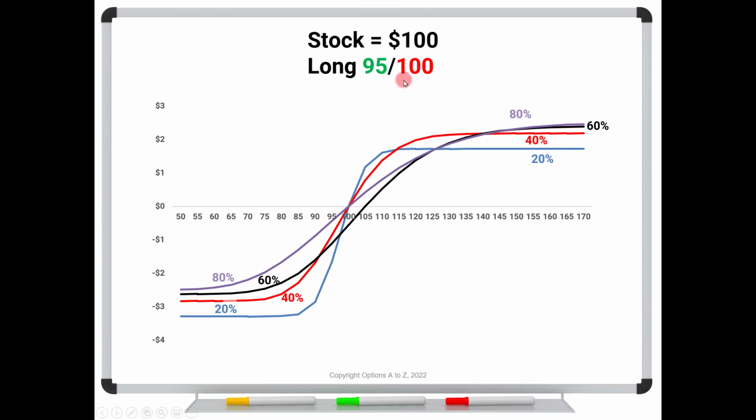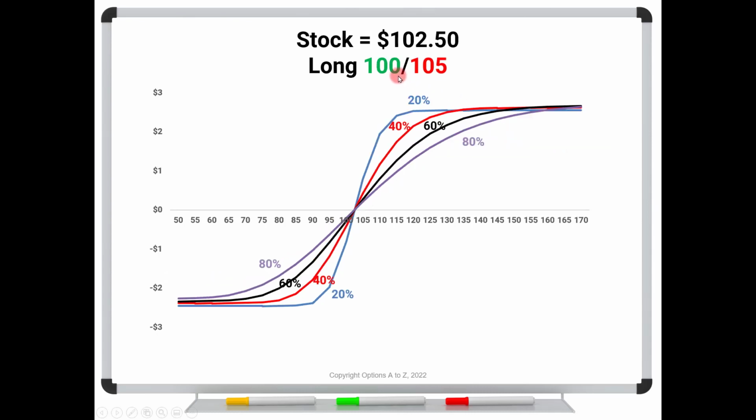Now, what if the stock is somewhere in between? Let's put the stock at 102.50, and we're still going to stick with the 100-105 vertical spread. Now take a look. They all cost about the same. There are differences, but they're not massive differences. And they all return about the same profits or the same maximum gains.